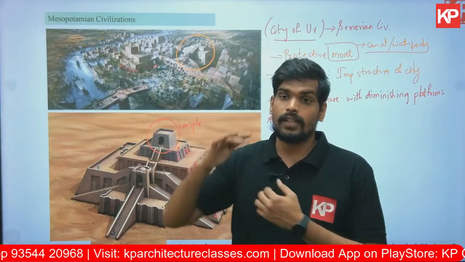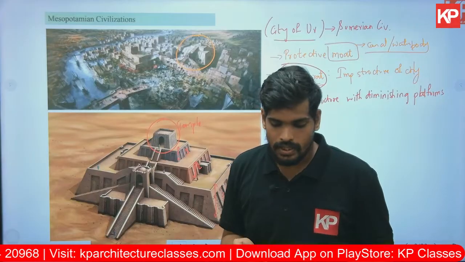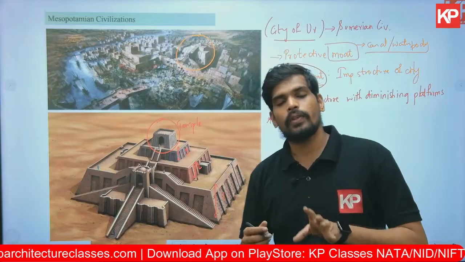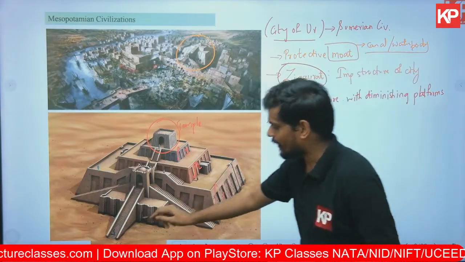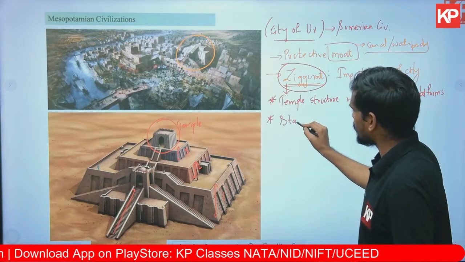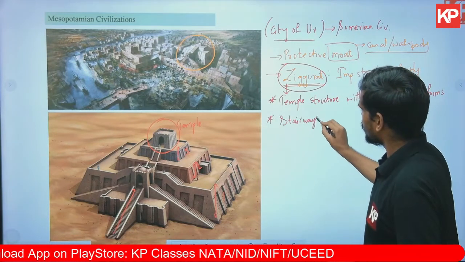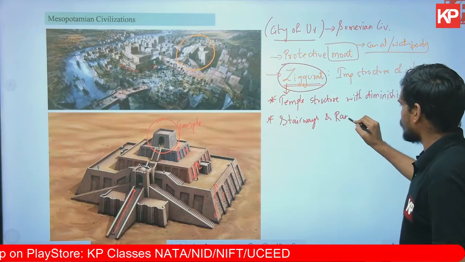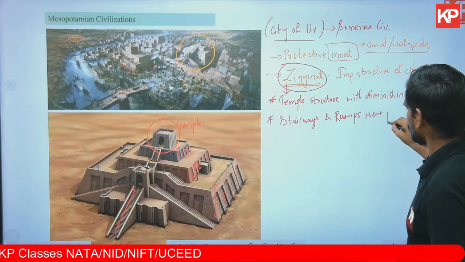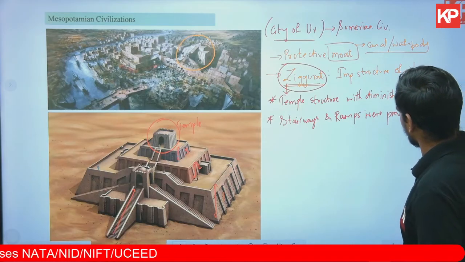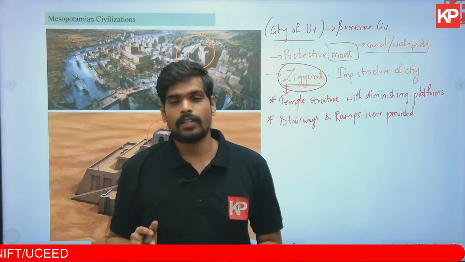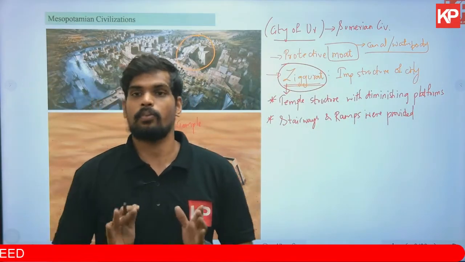When you're having a tall structure, if I ask you to reach from the ground floor to the first floor, how will you go? Using a staircase or a ramp. So even in ziggurats, for this vertical transport, to give access to the ziggurat, stairways and ramps were constructed, because it's a very tall structure with multiple levels of platforms. That is point number 2.